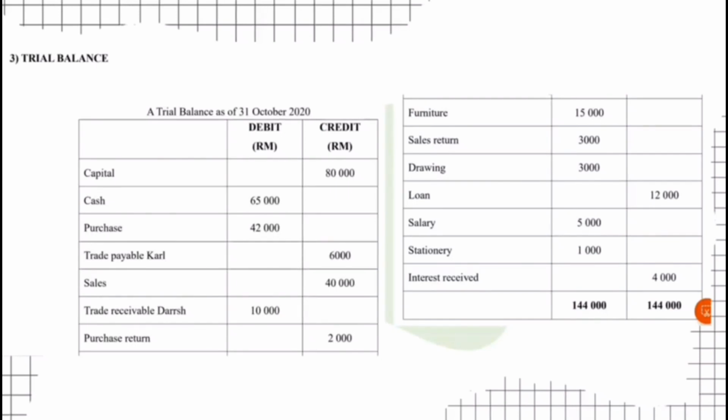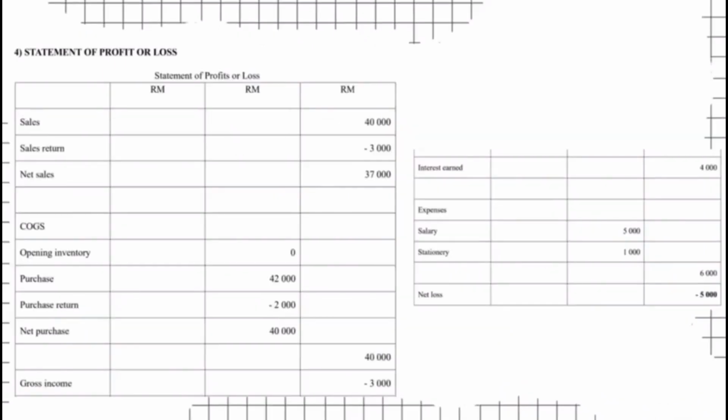Sale return is 3,000 ringgit in debit. Drawing 3,000 ringgit in debit. Loan 12,000 ringgit in credit. Salary 5,000 ringgit in debit and stationery is 1,000 ringgit in debit and interest received 400,000 ringgit in credit. So total on debit and credit 145,000 ringgit of profit or loss.